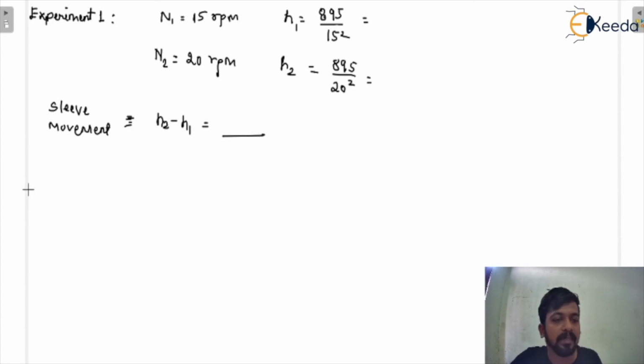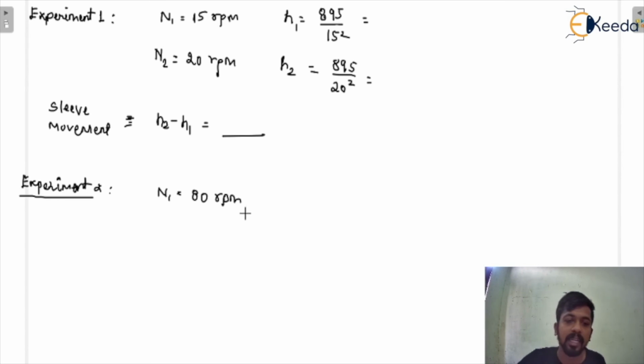Okay, but in the experiment, because we have considered low speed of the governor, now I'm considering the higher speed, that is n1 is equal to 80 rpm. When n1 is equal to 80 rpm, you can find out the height of the governor. Okay, so that would be the same formula, that is 895 upon 80 square.